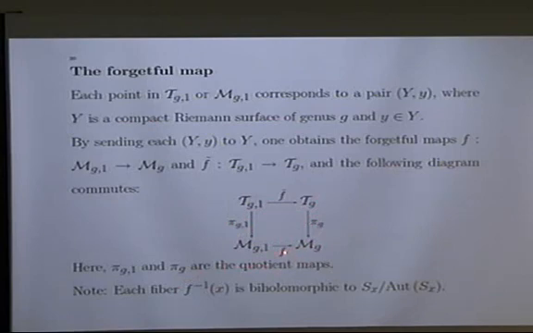So for this forgetful map F, the inverse image of each point is just the corresponding Riemann surface, modulo the automorphism group of the surface. For generic points, the inverse image of a point is just S_x. But at some points where the automorphism group is not trivial, the fiber is this quotient. But if you lift this to the universal cover, then it's very nice.